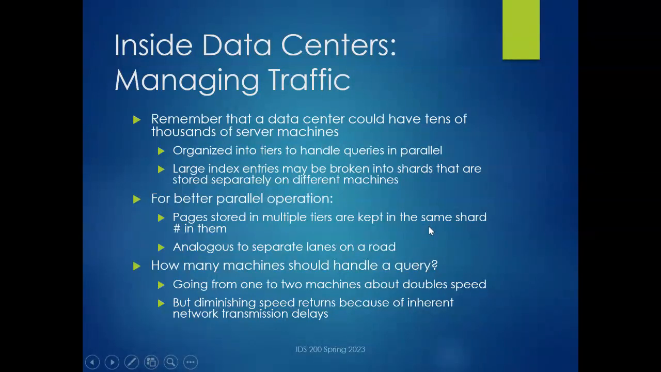The other question is how many machines should handle a query, right? So you can understand that going from one machine handling a big problem to two machines each solving half of the problem, you're going to about double the speed of the process, right? But there's also a little bit of friction built in. There's a little bit of calculation and networking involved in breaking up that query into pieces and then restoring the results together at the end. So you do eventually have diminishing speed returns.